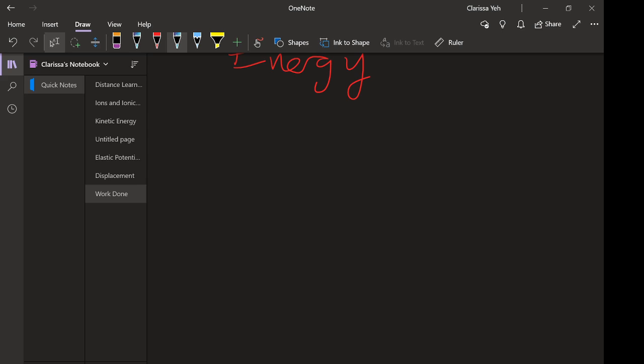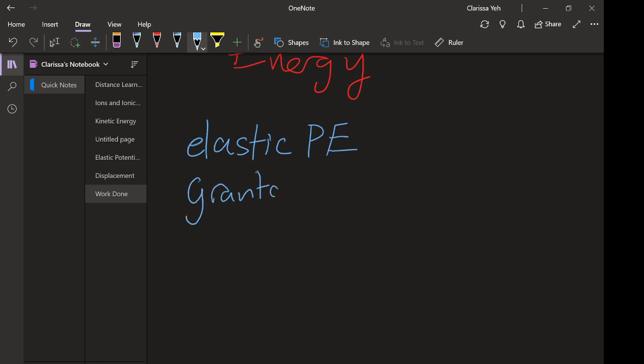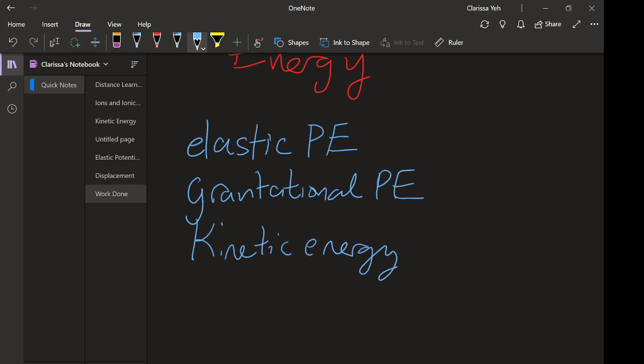In terms of the energy stores that we did calculations for, we've done elastic potential energy, gravitational potential energy, and kinetic energy. Gravitational potential energy was equal to mgh: mass times gravitational field strength times height.